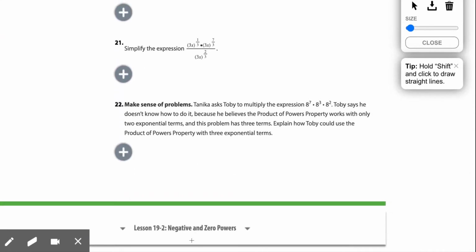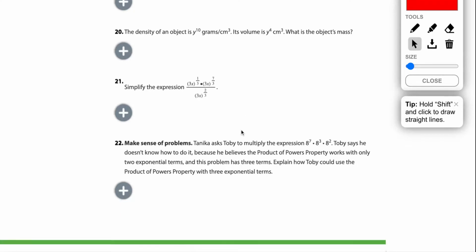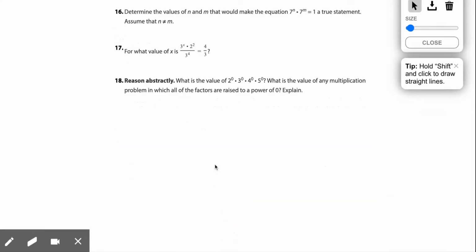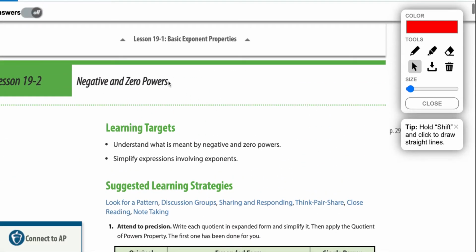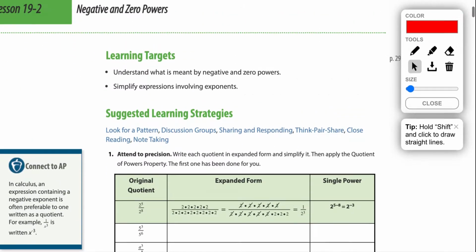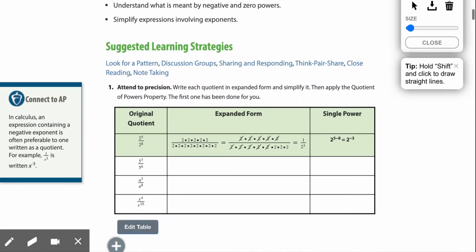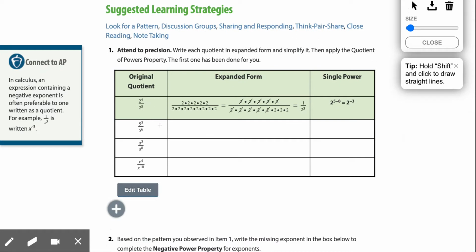All right. So let's go ahead to lesson 2. Talking about those negative and 0 powers. Okay, well, I just told you about the whole 0 thing. Anything to the 0 power is 1. I'm not sure how much more we could tell you about that, but we'll see when we get to it. So let's look at these. They did the subtraction, okay? They did the division.